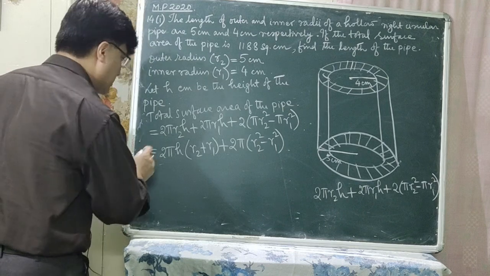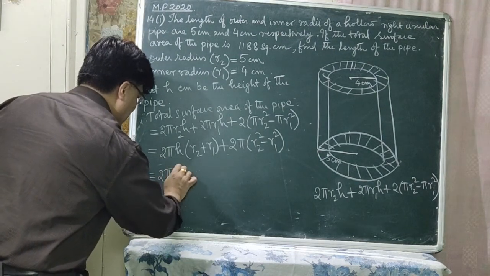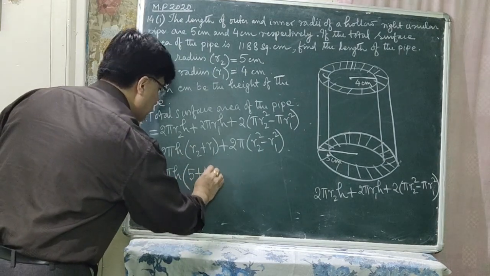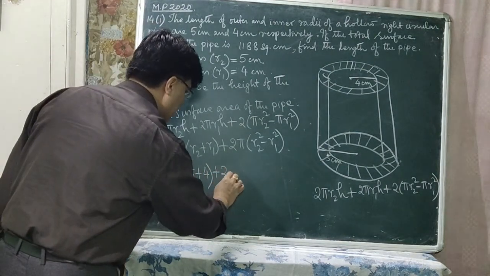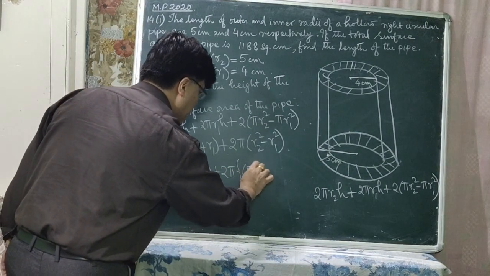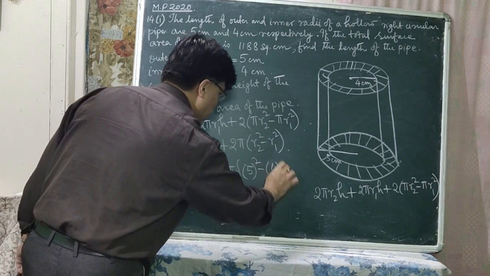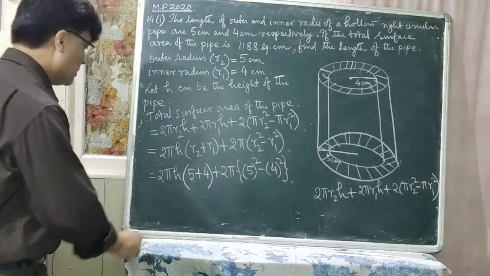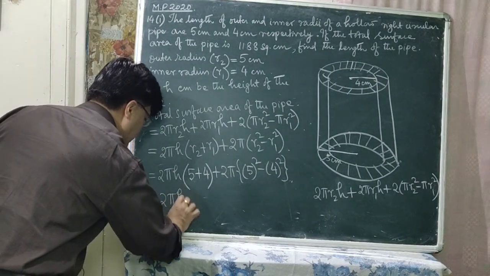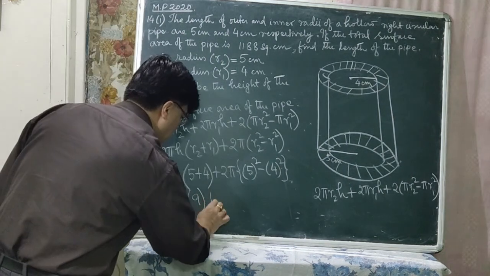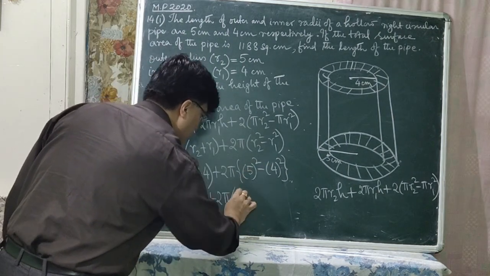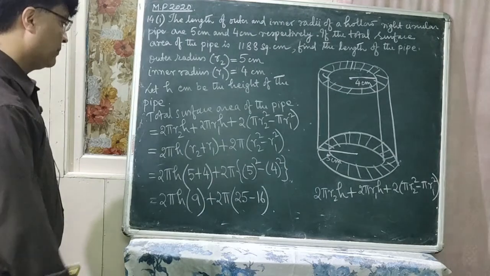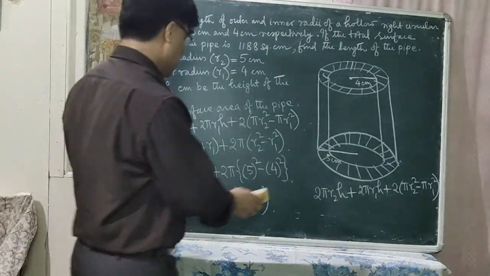Right? So which is equal to 2 pi h and within bracket, what is r2 here? It is 5 plus r1 is 4, plus 2 pi within second bracket, it is 5 whole square minus 4 whole square. Second bracket is closed. Is that clear now? So which is equal to 2 pi h into 5 plus 4 is 9, plus 2 pi within bracket 5 whole square is 25 minus 4 whole square is 16. I think you have understood it. Okay. So let us simplify them now.